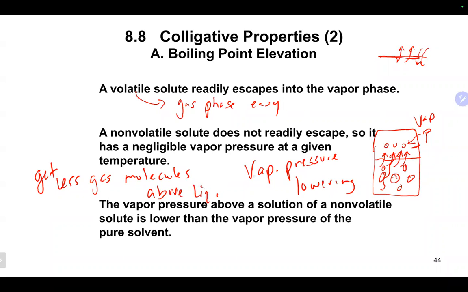And the result of that is our pressure will come down because we have less gas molecules, again, kind of floating above the liquid. Any questions on that there?